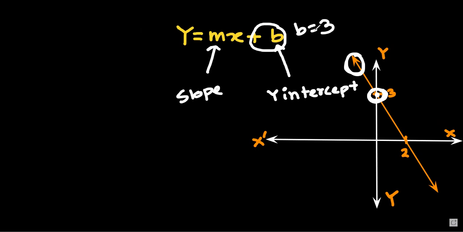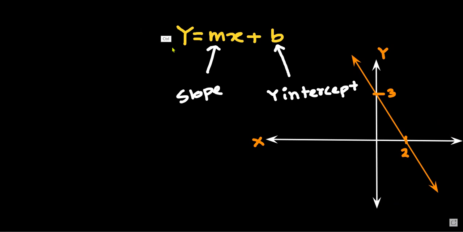That's the y-intercept. And what does slope mean? In an easy manner, slope is nothing but the steepness of the line. The more the steepness of the line, the more the slope, or the rate of change.